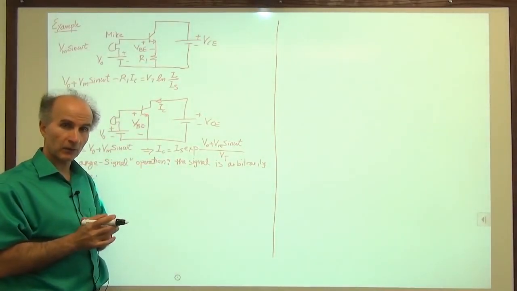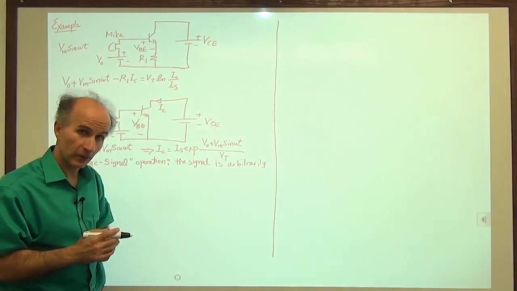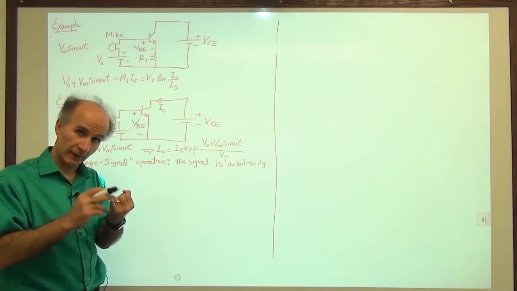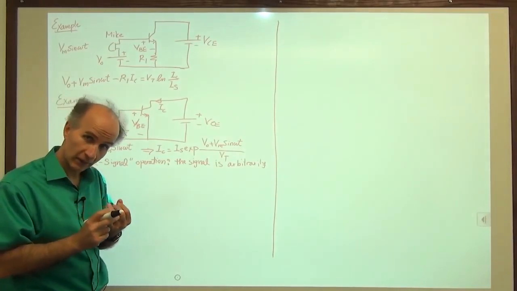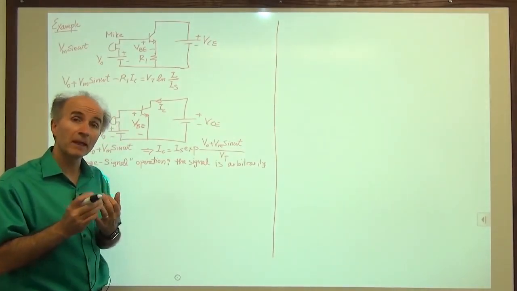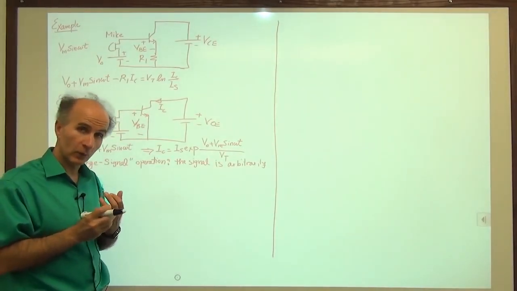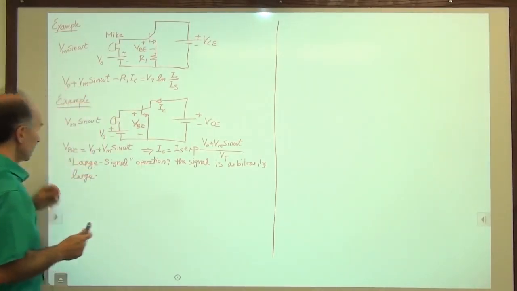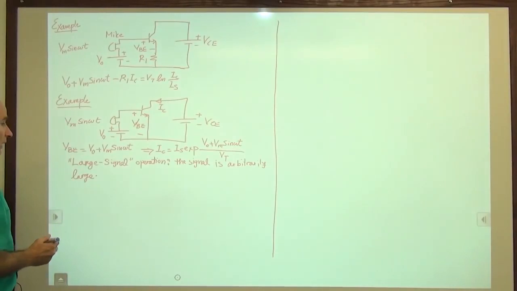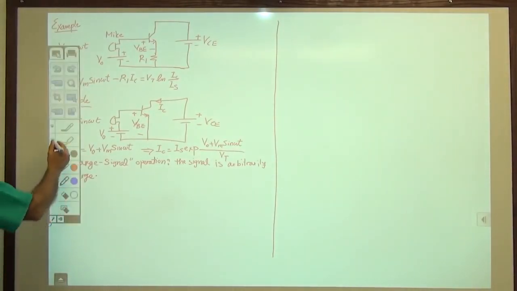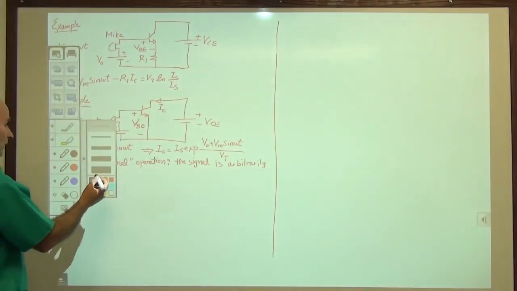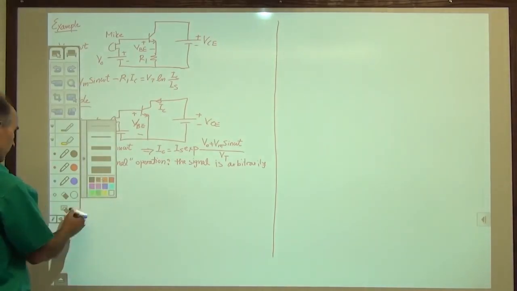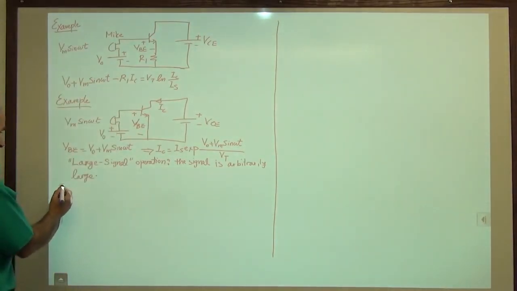Okay? That's what we call large signal operation. Obviously, there has to be a signal, because it's called large signal, and the signal may be large. Large compared to what? We'll have to see, but it's large. Okay, so we will now switch gears to what we call small signal operation, and let's see what that means.